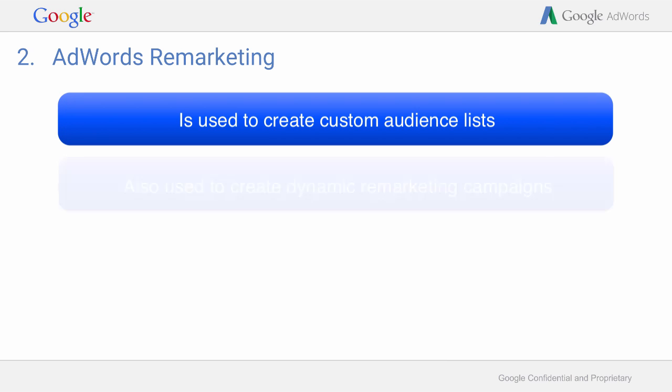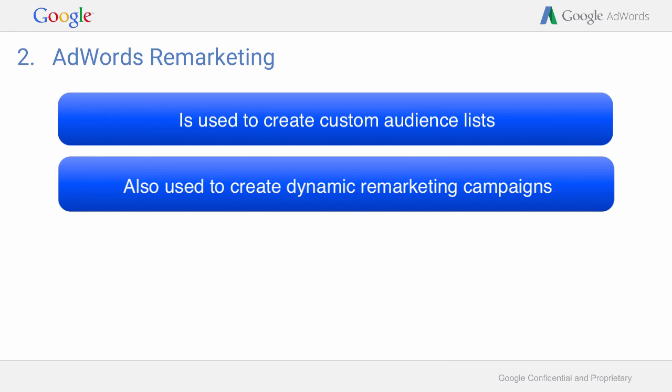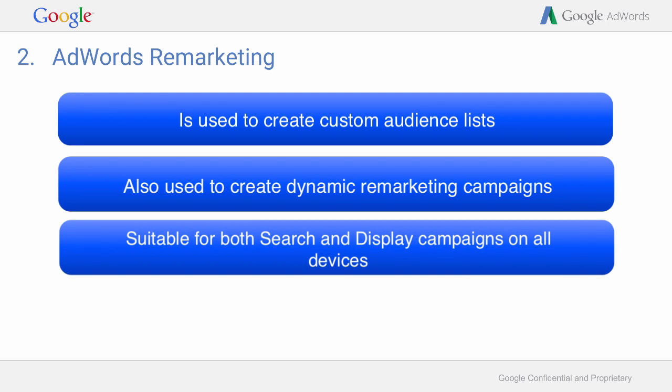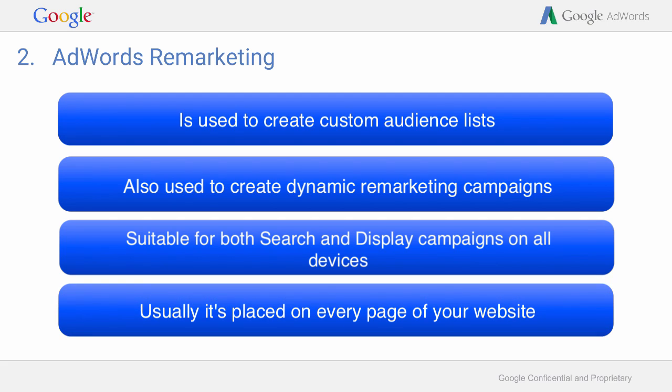The AdWords Remarketing tag is also used for dynamic remarketing. Dynamic remarketing is a powerful technique that shows visitors dynamically tailored ads that contain the actual products that they viewed on your website, and it is shown to be a highly performing marketing technique. The AdWords Remarketing tag can be used for all campaign types and works for both search and display. Usually the tag is placed on every page of your website.